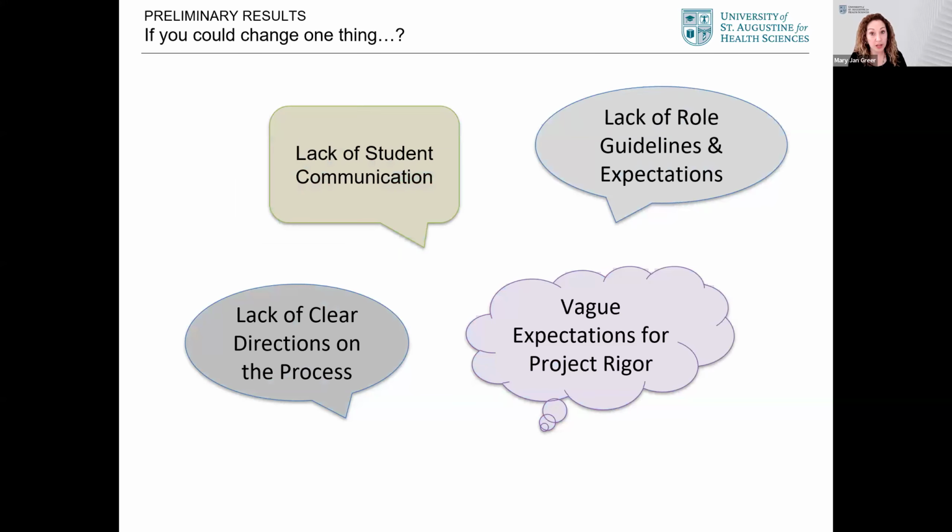And then we asked if they could change one thing about the mentorship experience, what would that be? Their responses highlighted the lack of student communication, the lack of role guidelines and expectations for the mentors, the lack of clear directions on the process, and vague expectations for project rigor.